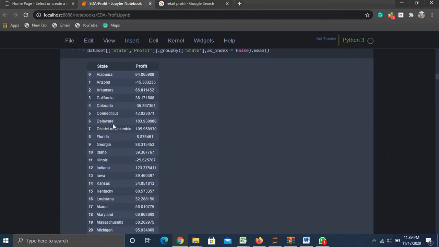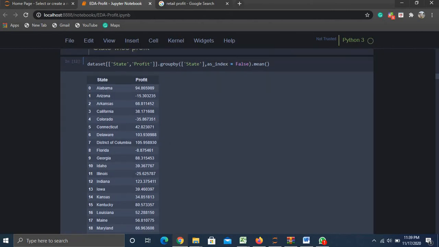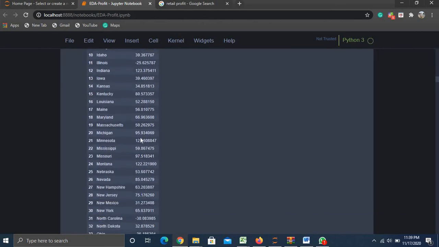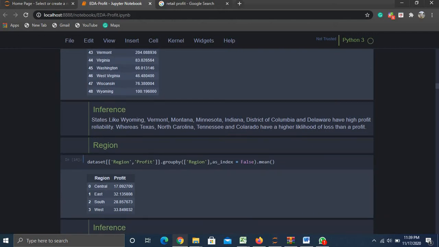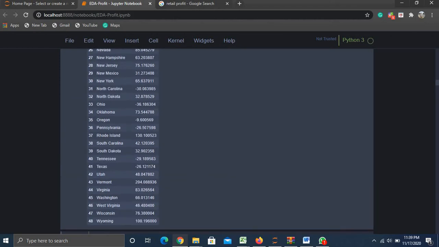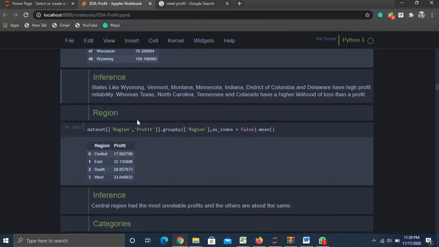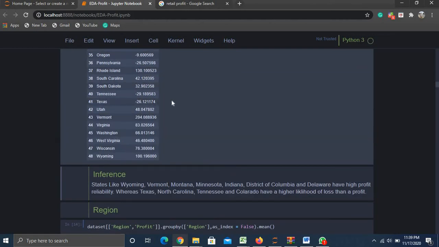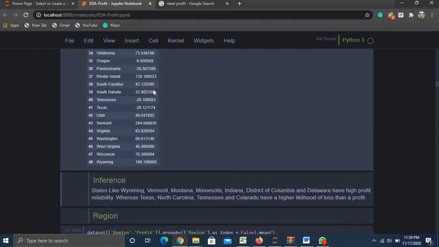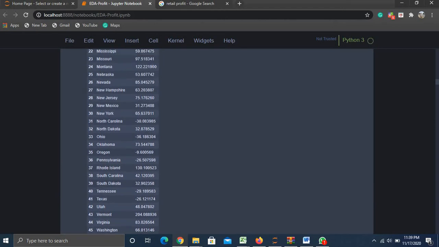So now I'm checking state-wise profit. This is the average profit that I'm seeing for every state, and I'm just making an inference. States like Wyoming, Vermont, Montana, Minnesota, Indiana, District of Columbia, and Delaware have a more reliable profit, because this is the mean and not the highest profit. We'll come to highest profit later. Texas and North Carolina have a likelihood of a loss rather than a profit, because we can see a lot of negative numbers in Texas, Tennessee, Colorado, and the other states.